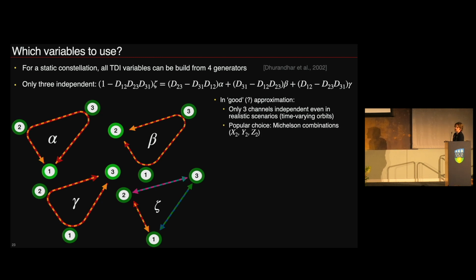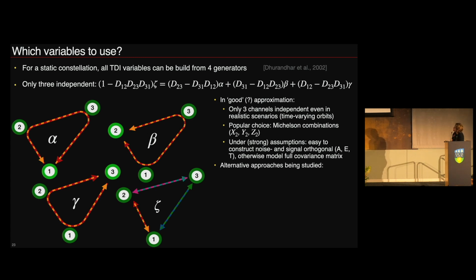The popular choice are the 3 Michelson combinations that you've heard a lot about already. And under some actually very strong assumptions that will not be applicable to the real instrument, you can very easily construct these noise and signal orthogonal channels A, E, and T. But even if these assumptions are violated and you can't do that, you can still use these guys and use the full covariance matrix.